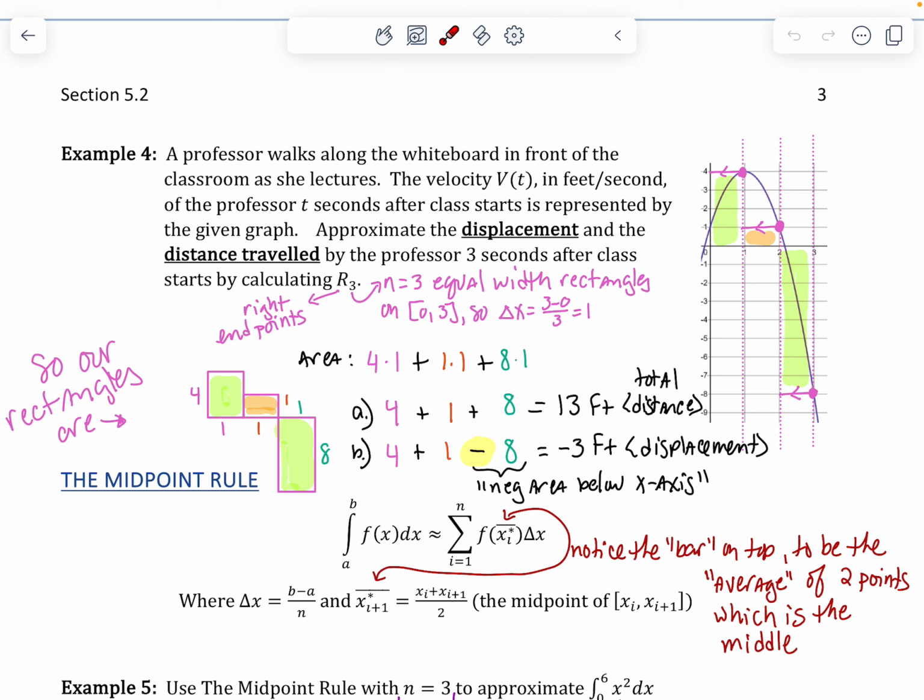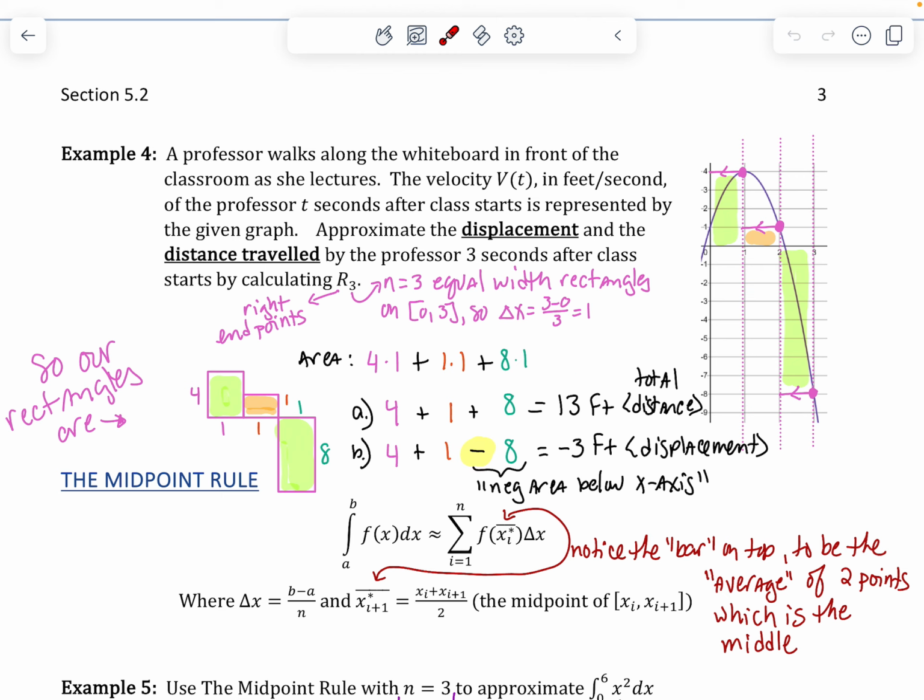Now, if we're just talking distance traveled, the area that's been covered, then we have our first rectangle. Width 1, height of 4 gives us an area of 4. The middle rectangle is a width of 1, a height of 1, which gives us a total area of 1. And our last rectangle, because we're just looking at area, a width of 1, a height of 8 gives us a total area of 8, and therefore the total distance traveled, the sum of those numbers, is 13 feet.